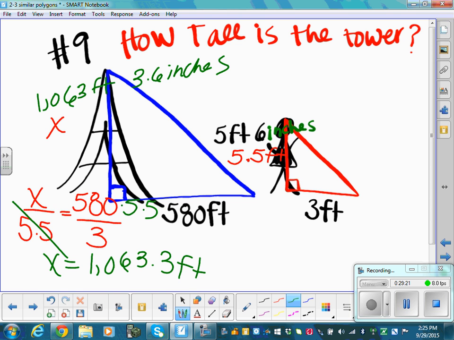What's smaller than an inch? Centimeter? I don't know. I haven't done conversions for that in a long time.